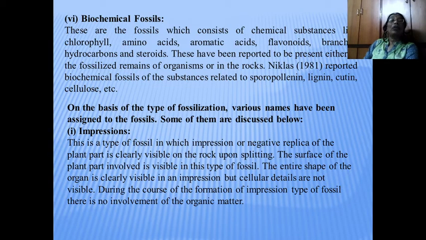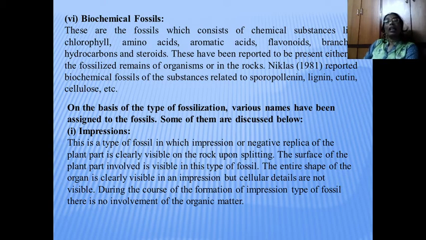Next one is biochemical fossils. These are the fossils which consist of chemical substances like chlorophyll, amino acids, aromatic acid, fluorides, branched hydrocarbons, and steroids. These have been reported to be present either in the fossilized remains of organisms or in the rocks. Nicholas in 1981 reported biochemical fossils of the substances related to sporopollenin, lignin, cutin, cellulose, etc.